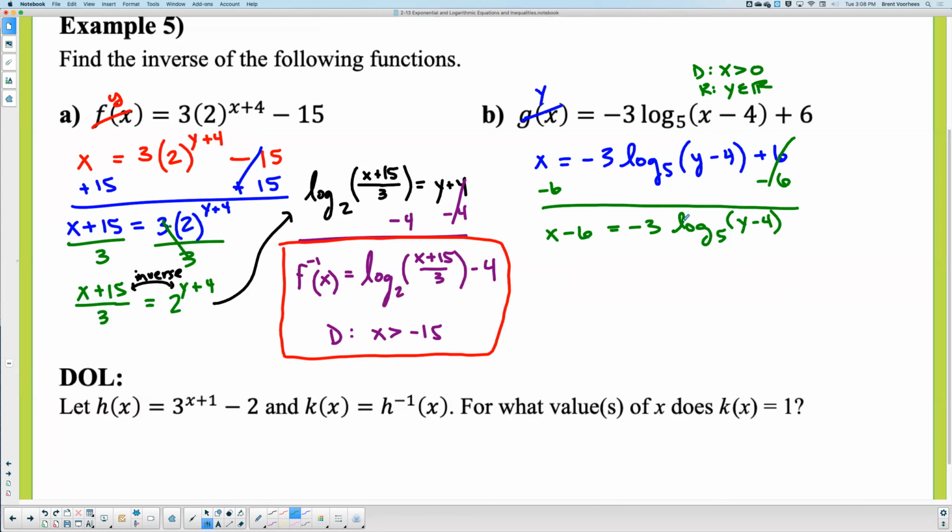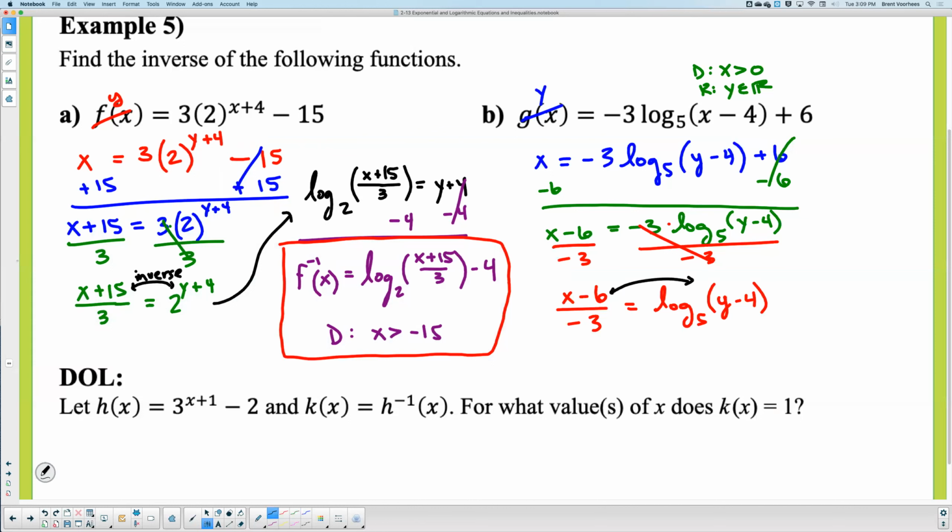Okay, now this negative 3 is multiplying the logarithm. You could raise that as a power, but that doesn't actually simplify anything. If I wanted to simplify, the inverse operation of multiplication is division. So I'll divide both sides by negative 3. And so I have (x minus 6) over negative 3 equals log base 5 of (y minus 4).